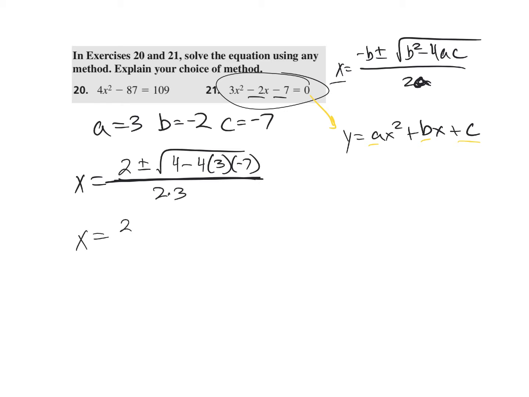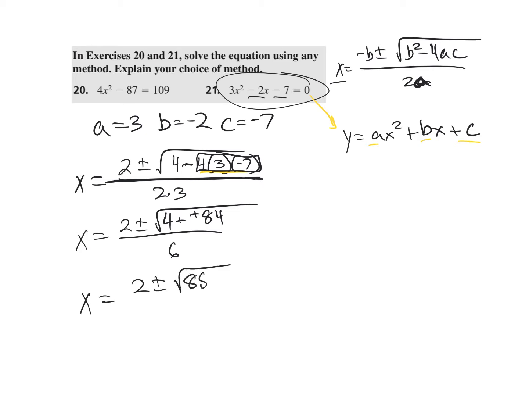So x equals 2 plus or minus. Let's figure out what's under the radical. 4 times 3 is 12. 12 times -7 is -84. So you have 4 minus a -84. So the minus sign, and then all of this right here is just a negative. So we change it to plus, all over 6. X equals 2 plus or minus the square root of 88 all over 6.